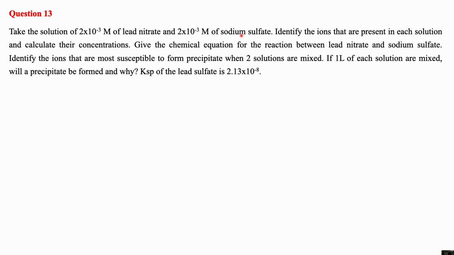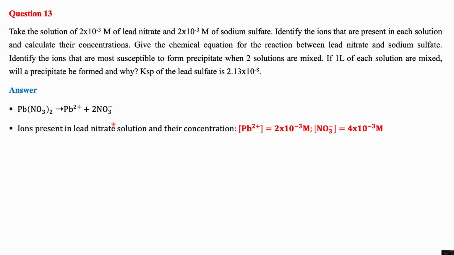Here sodium sulfate, we also see that sodium will have double concentration and sulfate will have the same concentration as the sodium sulfate. So let's see the reaction. That's what I was telling you. We have lead nitrate. That means lead concentration will be equal to 2 times 10 power negative 3, but the nitrate will be double this concentration because the dissociation will give 2 moles of nitrate. So the ions present are lead, which is equal to 2 times 10 power negative 3, but nitrate we need to double, 4 times 10 power negative 3.